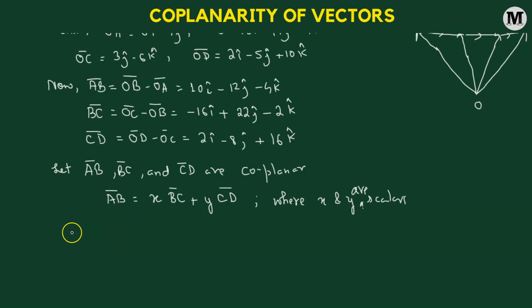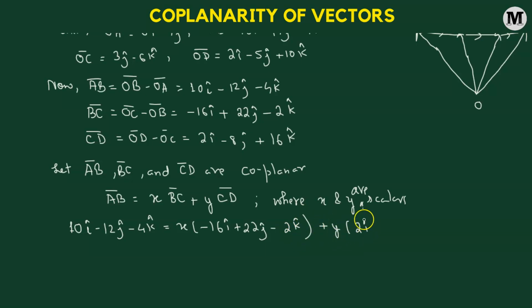Now AB is going to be 10 i cap minus 12 j cap minus 4 k cap. So this is going to be equal to x times the vector BC. So BC is going to be negative 16 i cap plus 22 j cap minus 2 k cap, added to y times the vector CD. So CD vector, that's 2 i cap minus 8 j cap plus 16 k cap.